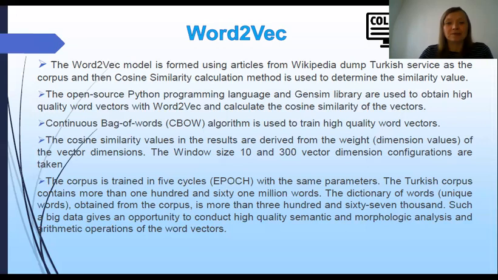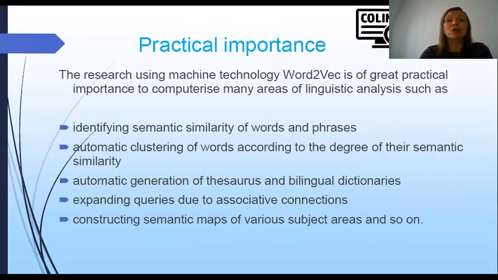in the vectors. The research using machine technology Word2Vec is of great practical importance to computerize many areas of linguistic analysis, such as identifying semantic similarity of words and phrases, automatic clustering of words according to the degree of their semantic similarity, automatic generation of thesauruses and bilingual dictionaries, expanding queries due to associative connections, constructing semantic maps of various subject areas, and so on.